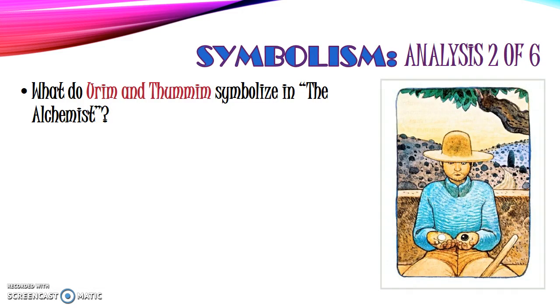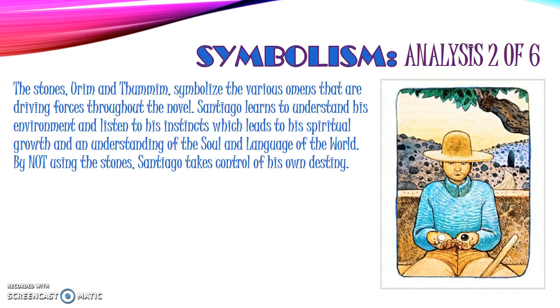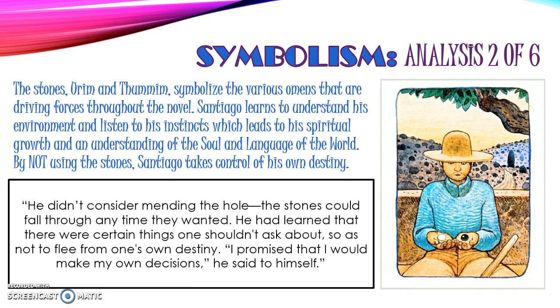What do Urim and Thummim symbolize in The Alchemist? The stones symbolize the various omens that are driving forces throughout the novel. Santiago learns to understand his environment and listen to his instincts, which leads to a spiritual growth and an understanding of the soul and language of the world. By not using the stones, Santiago takes control of his own destiny. He didn't consider mending the hole. The stones could fall through any time they wanted. He had learned that there were certain things one shouldn't ask about, so as not to flee from one's own destiny. I promised that I would make my own decisions, he said to himself.